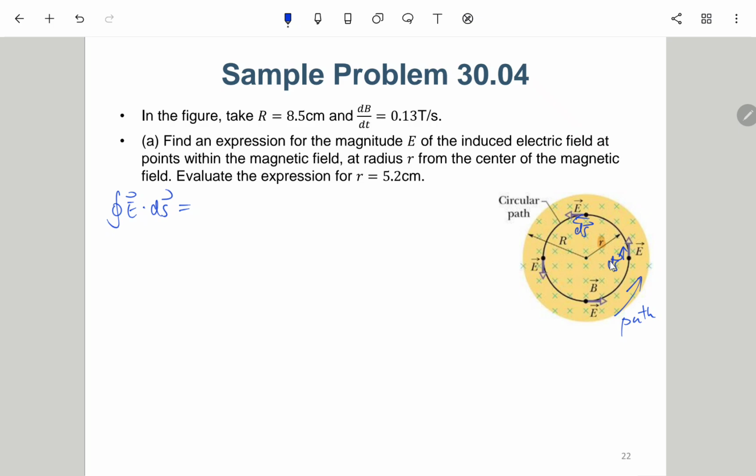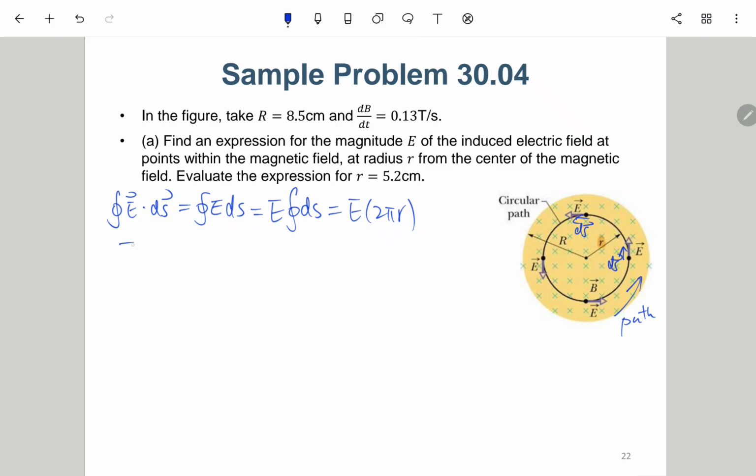Okay, so we can also assume that E and ds always point in the same direction. So E dot ds is the same as E times ds. And E will be uniform over the same radius, so we can put E outside. What remains is the length of the circle, so it is E times 2 pi r. This is actually the same as what we did in chapter 29 for the integration of B dot ds.